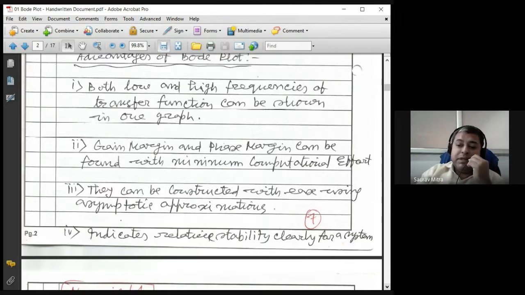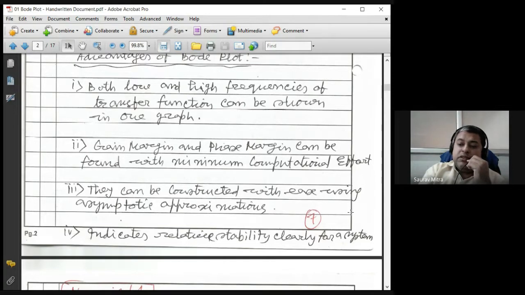So at omega pc, whatever system gain we find, if that is less than 0, so at omega pc we find that system gain is minus 10 dB. That means plus 10 dB is the gain margin. That means we can still increase the gain by 10 dB and still our system will be stable. So if both the gain margin and phase margin are positive, the system is going to be called a stable system. So that's why it is said in the second point that gain margin and phase margin can be found with minimum computational effort.